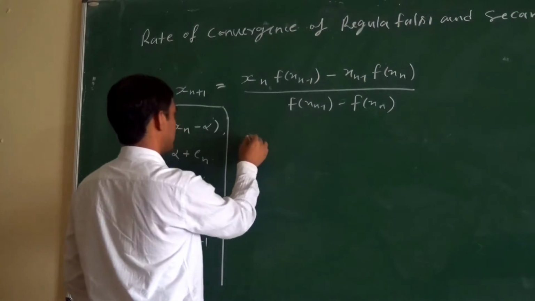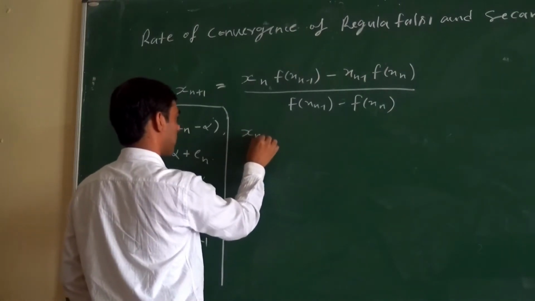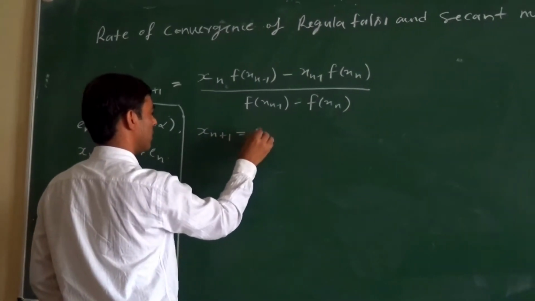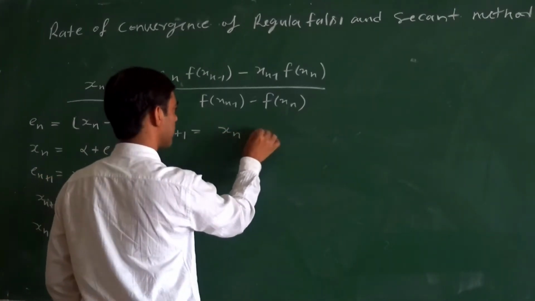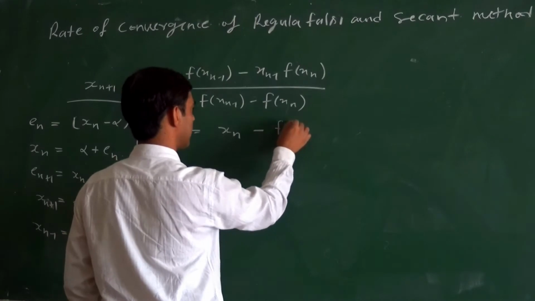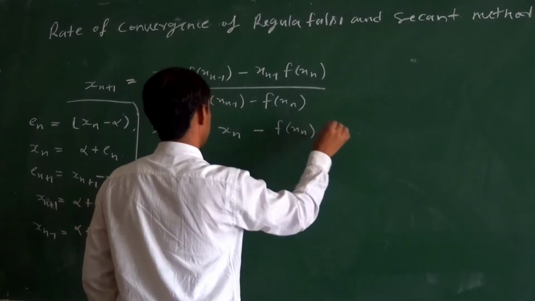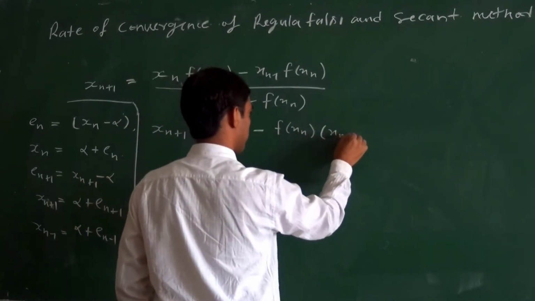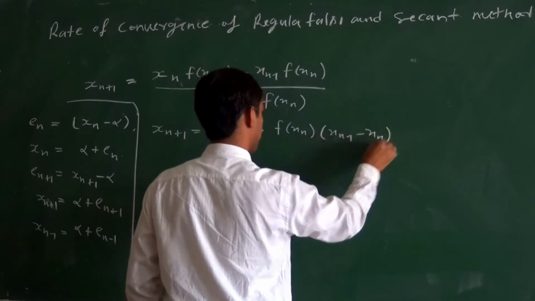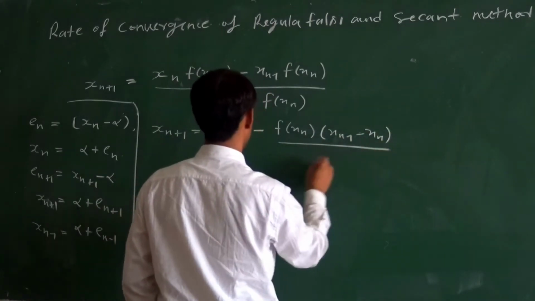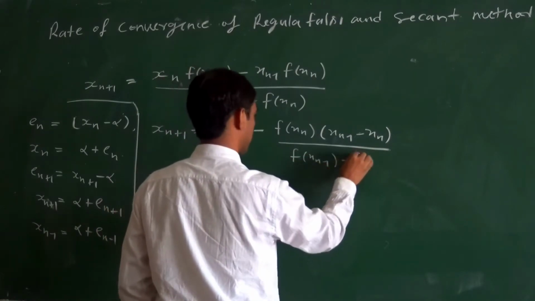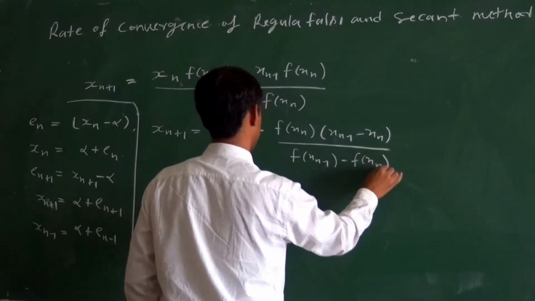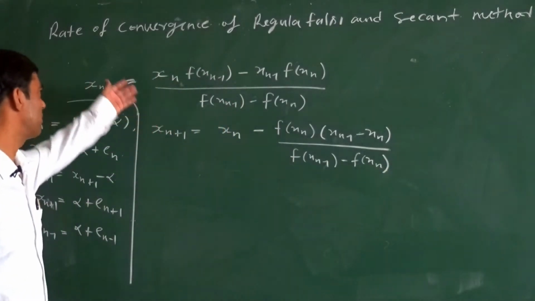What you write means x_{n+1} = x_n - f(x_n) times (x_{n-1} - x_n) divided by (f(x_{n-1}) - f(x_n)). So this one is a simplified form of this one.